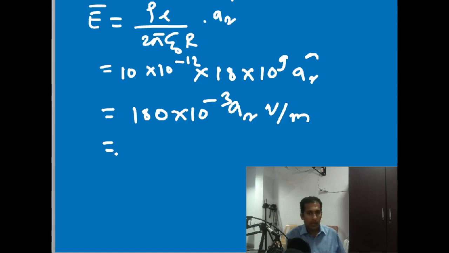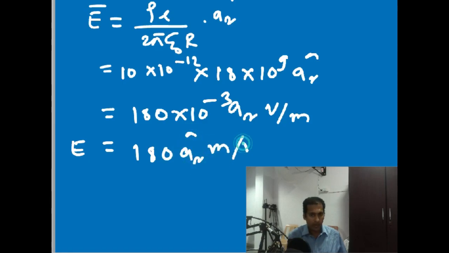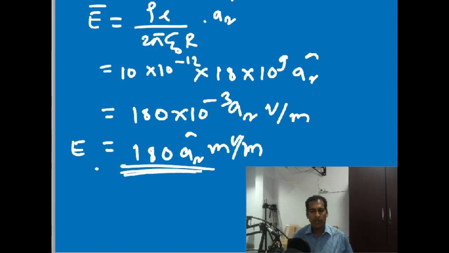So after simplification, we will get 180 into 10 to the power minus 3 AR cap volts per meter. And if we solve this, electric field intensity will be equal to 180 AR cap millivolts per meter. So this should be the solution for electric field intensity.